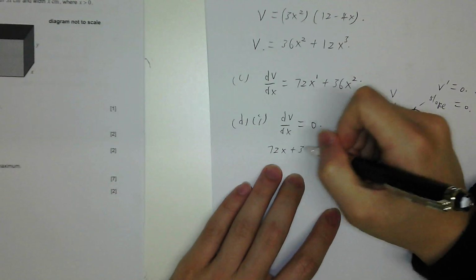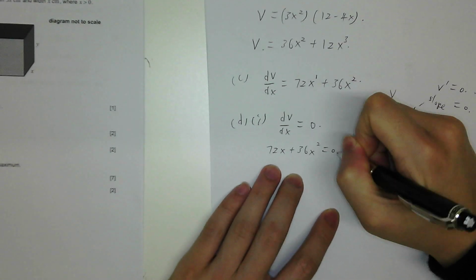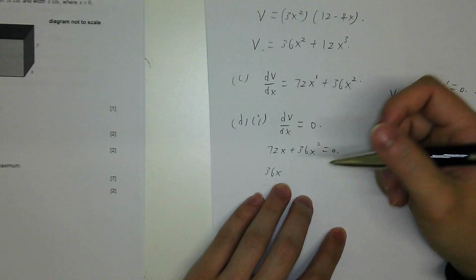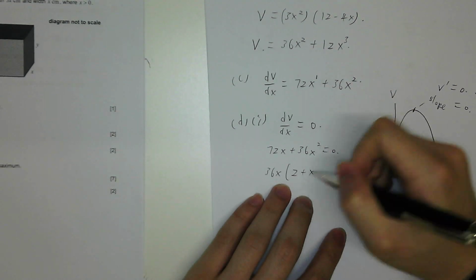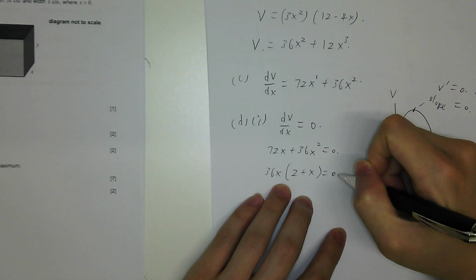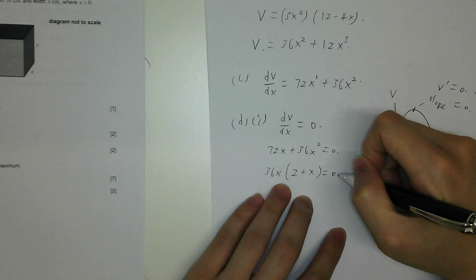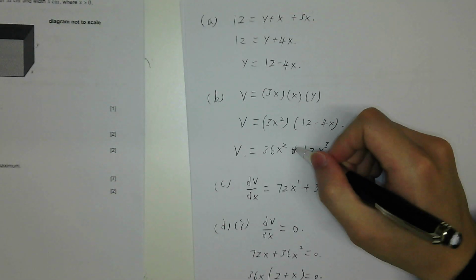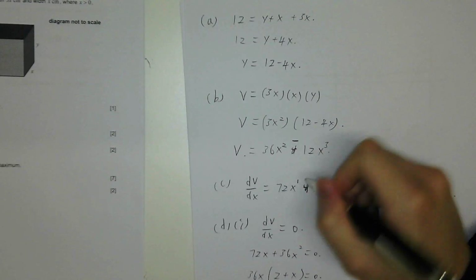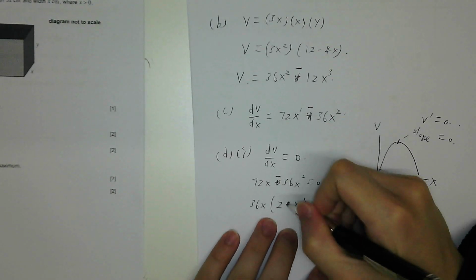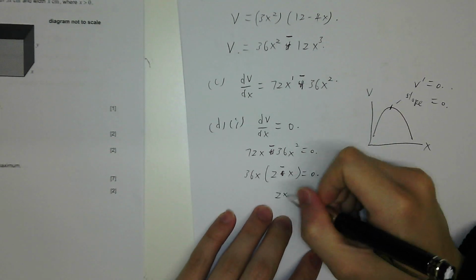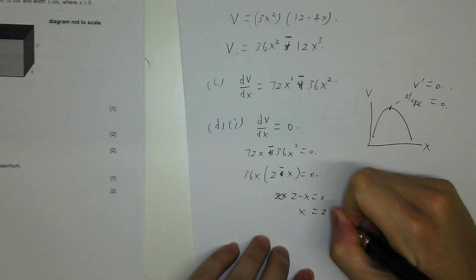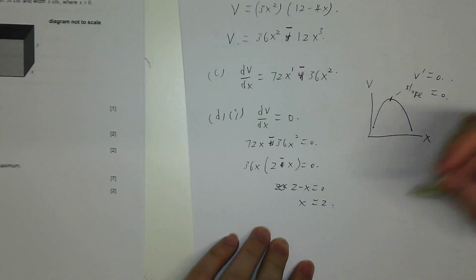72x plus 36x squared equals 0. And then we can factorize 36x. 2 plus x equals 0. Hold on, sorry, my bad. Here it's a subtraction. So negative, and then 2 minus x. So 2 minus x equals 0. x equals 2. So when x equals 2, the volume is maximum.